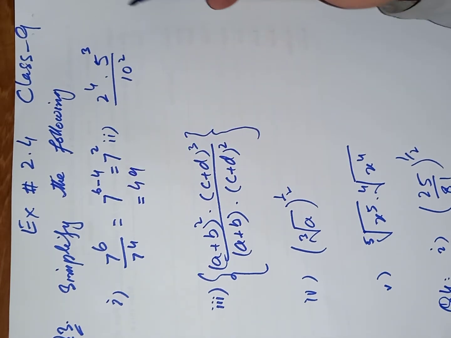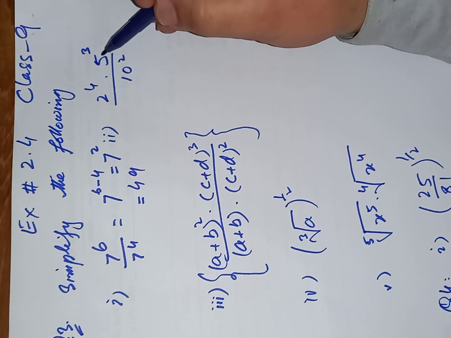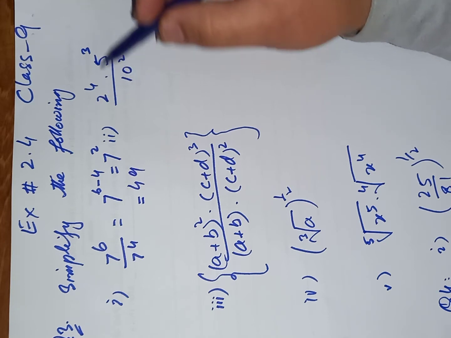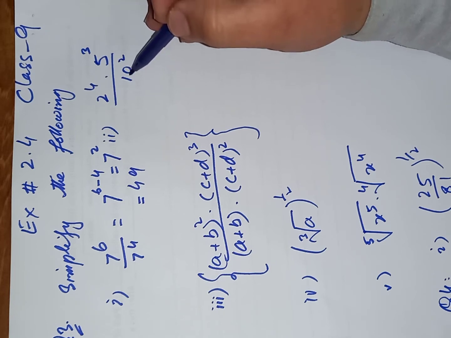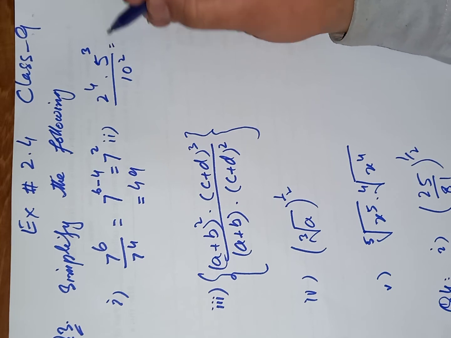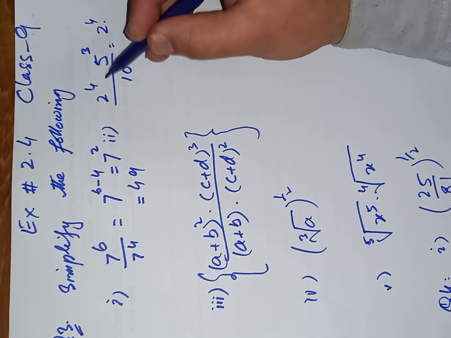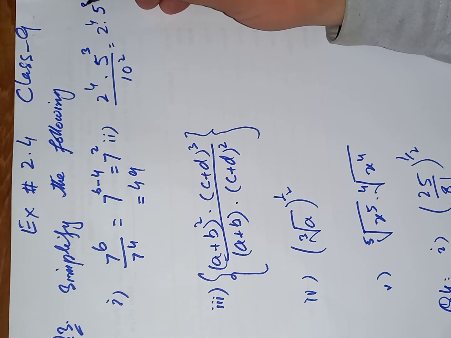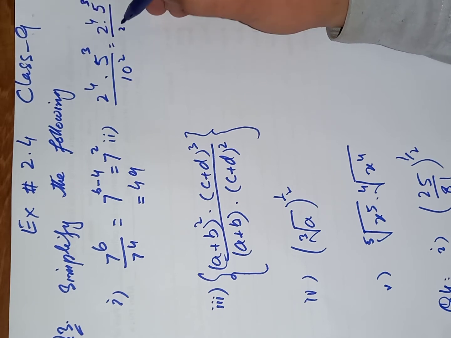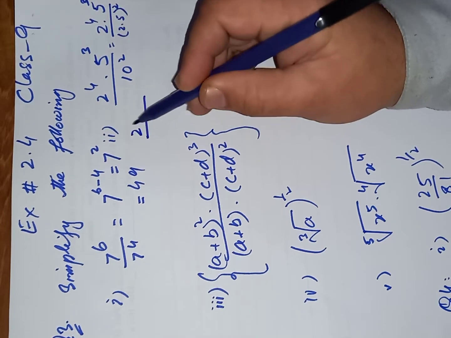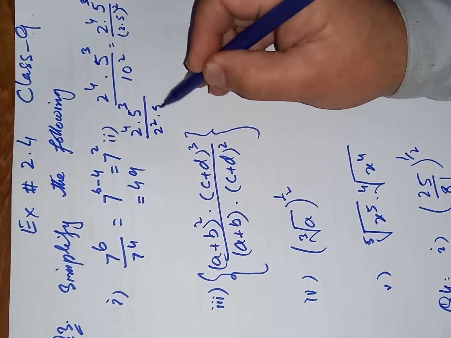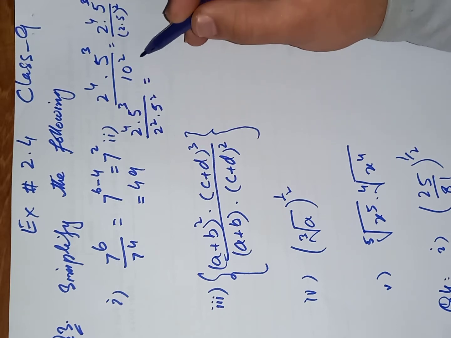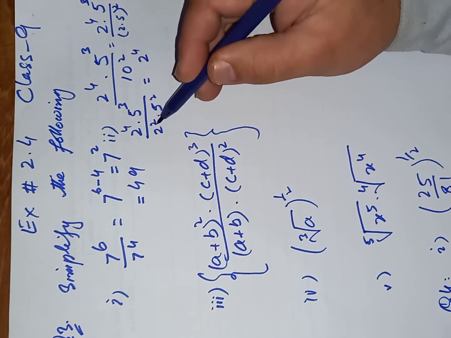And the same is the case here. First, express it in prime factorization. Both are prime numbers, but this one is composite. So we will split it: 2 fives are 10, so 2 to the power 4 multiplied, this dot is for multiplication, and here we can see 2 fives are 10 to the power 2. So separately we will write the powers: 2 to the power 4 with 5 to the power 3, and 2 to the power 2 with 5 to the power 2.